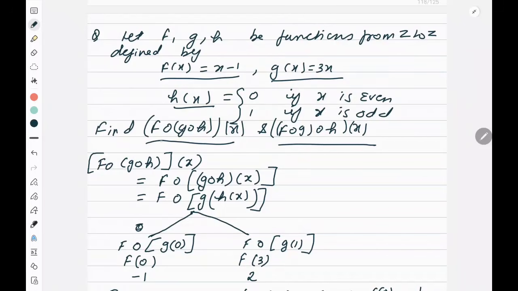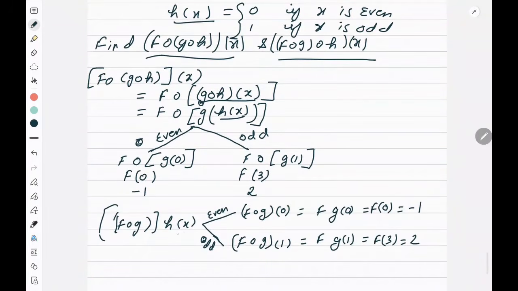So I am starting with the first value. When you are doing f∘(g∘h) of x, it is f of (g∘h)(x). Now you solve this, so g of h of x. And what is the value of h of x? h of x can take two values, 0 and 1, depending upon whether x is even or odd. So I consider two cases, when x is even and when x is odd, and I got the answer -1 and 2. Simple application of composition. The same thing I do in reverse when I solve (f∘g)∘h of x. Again even and odd, and I got the same answer, -1 and 2. So these two are the same.